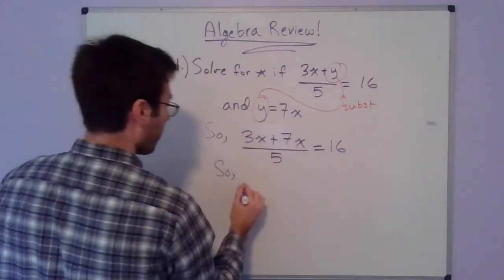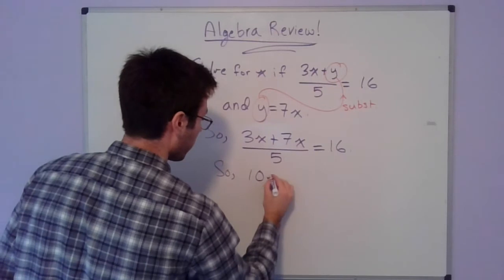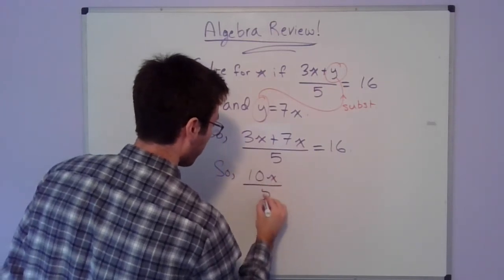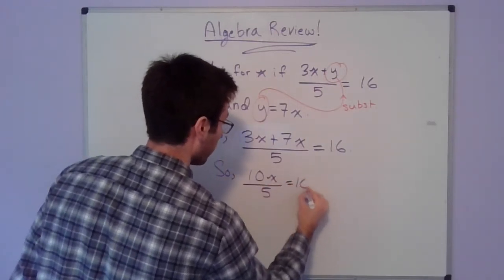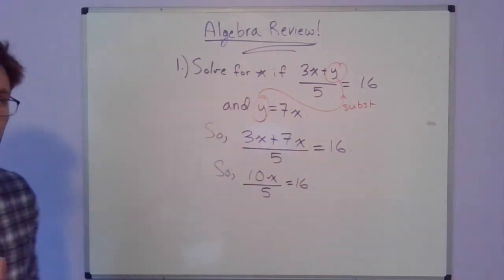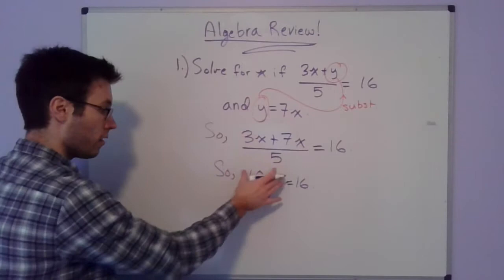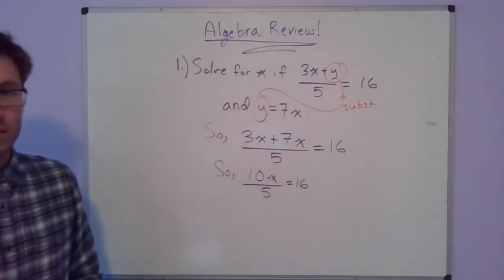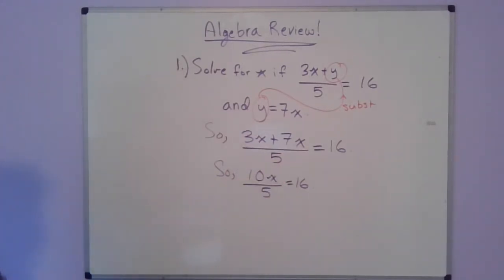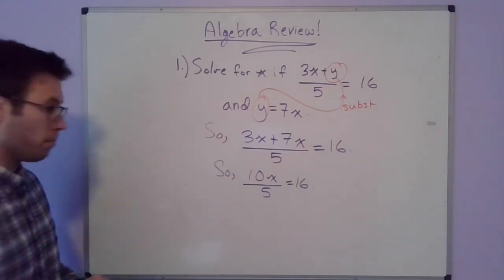So 3x plus 7x is just 10x up top, divided by 5 is equal to 16. Think baby steps. Don't try and do it all in your head. Okay, so I'm just saying that the numerator simplifies to 10x here. The baby step is an important step to make, though.